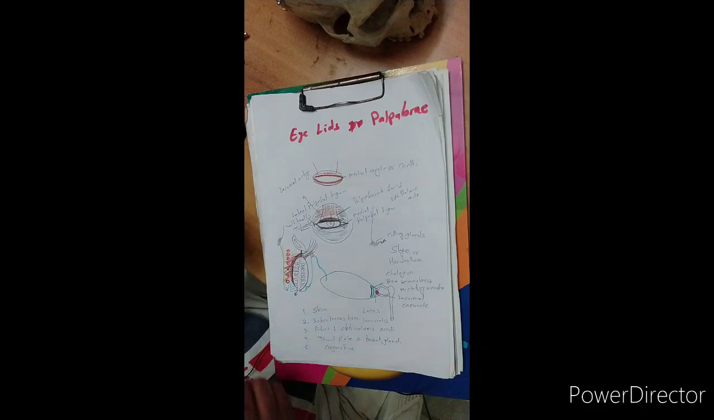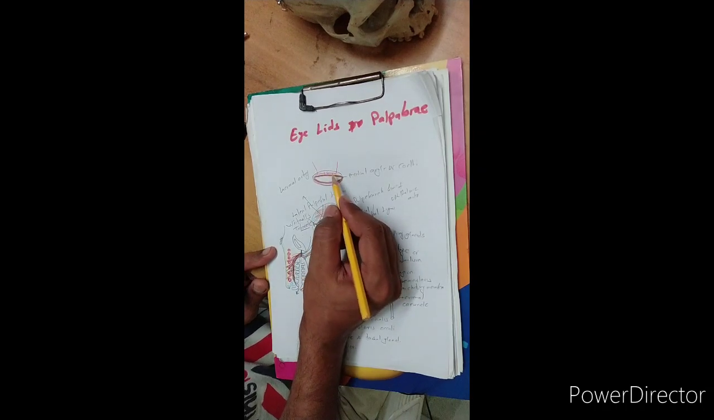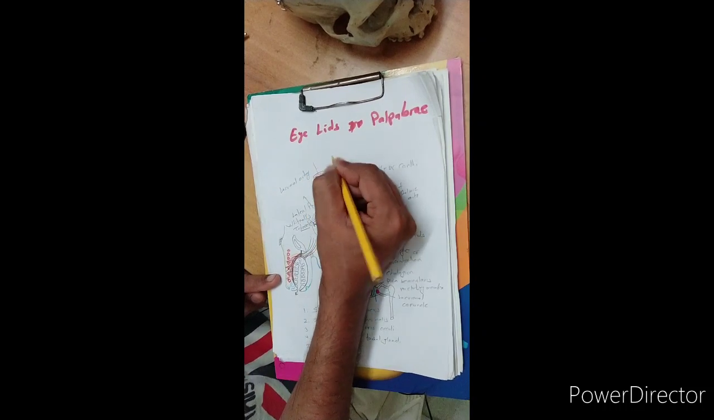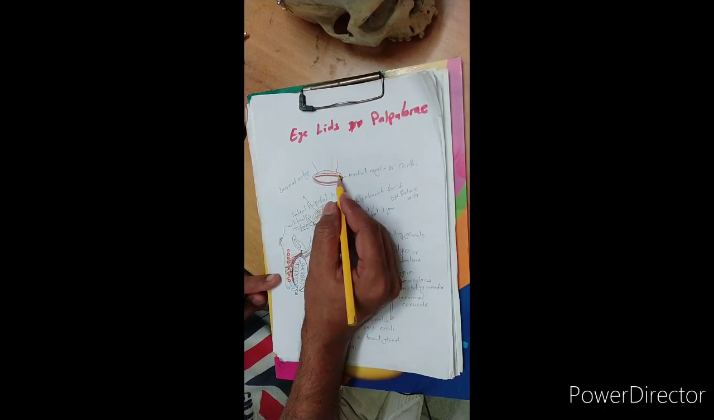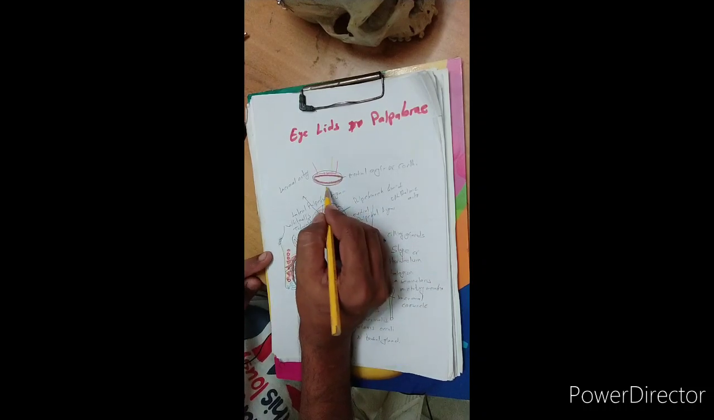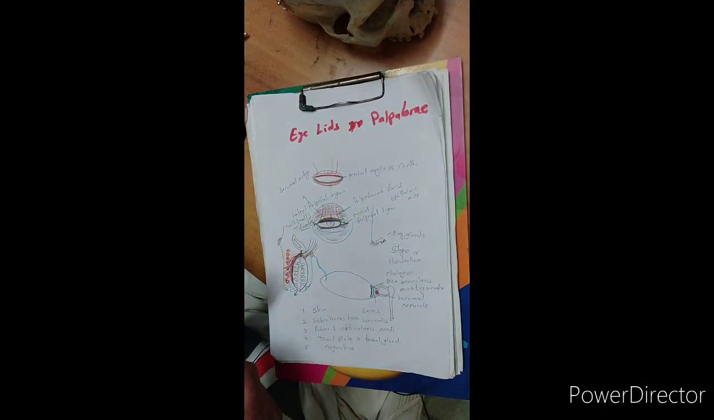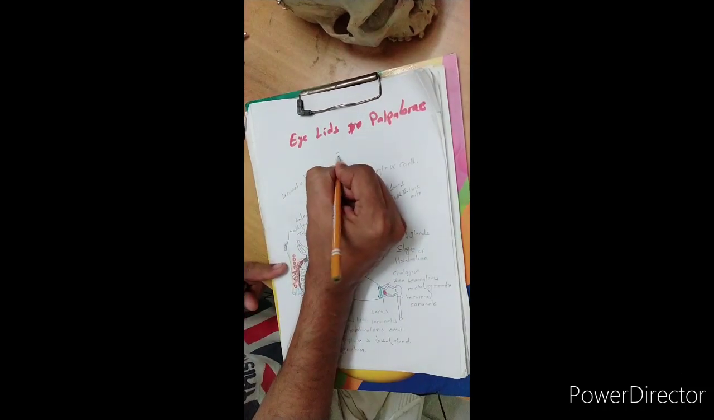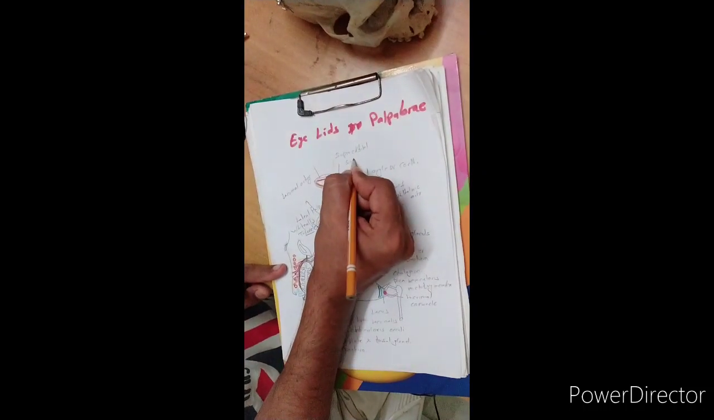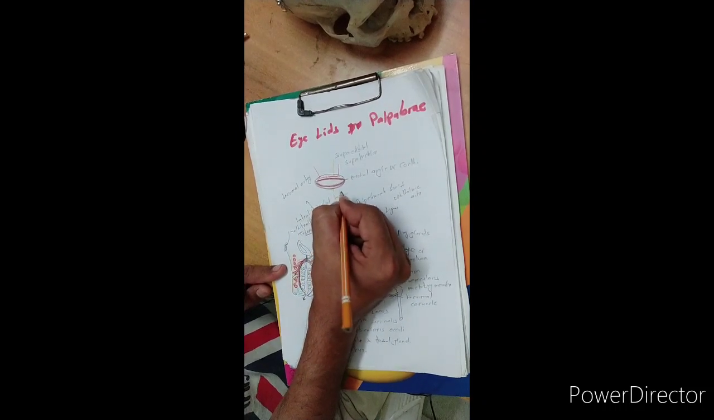Nerve supply. If you see the nerve supply of both eyelids, the upper eyelid is supplied by the ophthalmic nerve, that is the supraorbital and supratrochlear branches of the ophthalmic nerve. Clear? They supply the upper eyelid, while the lower eyelid is supplied by the maxillary nerve, the infraorbital branch. So this is the supraorbital and supratrochlear branch, while here this is the infraorbital branch.